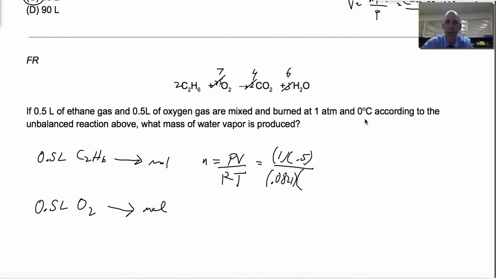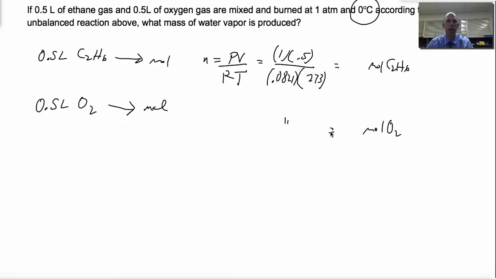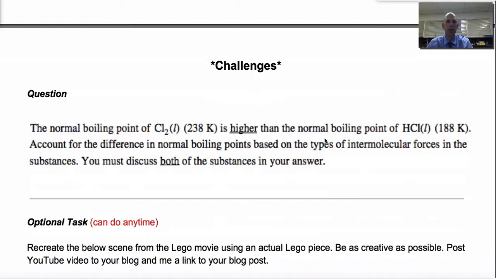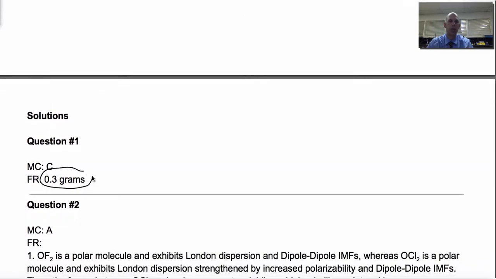multiplied by T, which in this case again is going to be 273. And that's going to give you the same number for both of those. And that's going to be moles of C2H6, and that's going to be moles of O2. Then you're going to use the balanced reaction to simply convert to grams of H2O. And I believe that it's around 0.3 grams. Let's take a look. Yeah, it is around 0.3 grams.